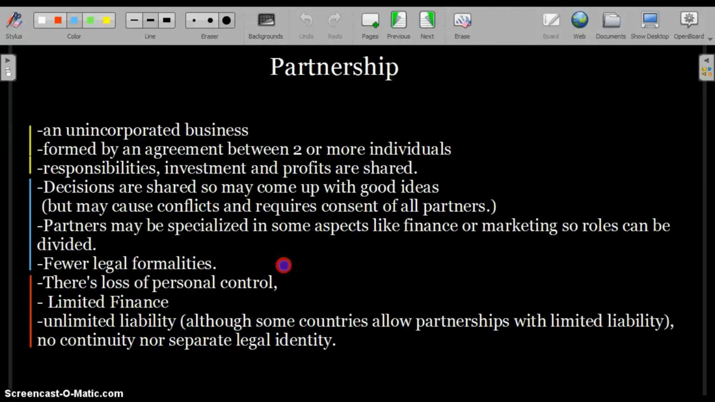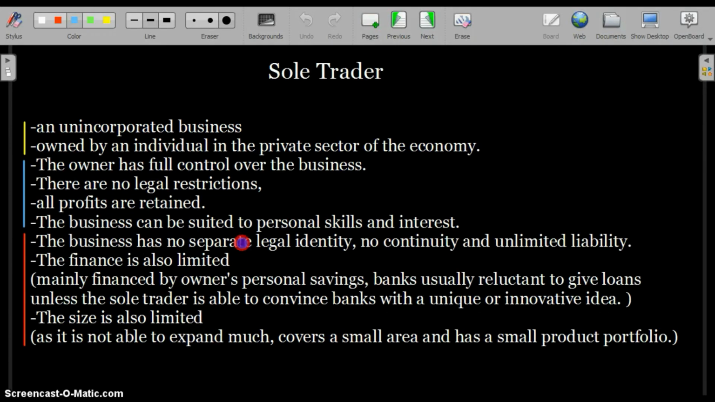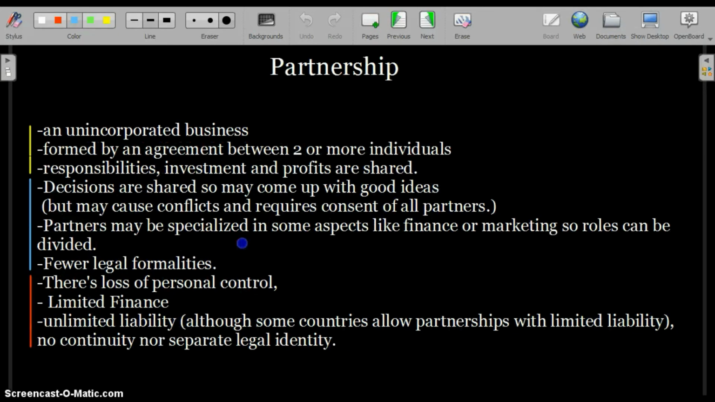There are fewer legal formalities. There's not much legal formality, just the agreement that they make, in which they say that the responsibilities, investment, and profits are shared. How much does one person contribute? How will the profits be shared? These are the main legal formalities, nothing else. Now, when we compare, it's not like sole traders. There's more as compared to sole traders, but as compared to the incorporated business, there are fewer legal formalities.